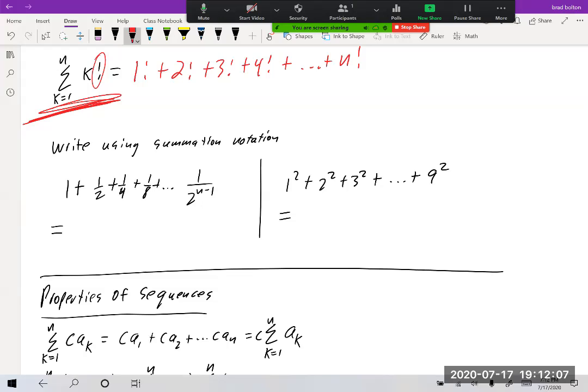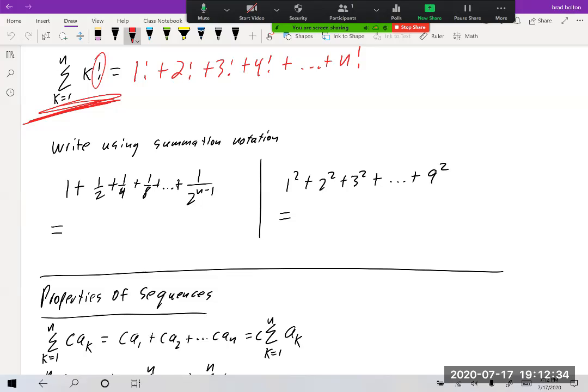So take a minute to write this down: 1 plus 1/2 plus 1/4 plus 1/8 plus ... plus 1 over 2 to the n minus 1. So they're telling you where to stop. They're actually telling you to stop at this value, 2 to the n minus 1. And again, remember, this is just an intro section. You're going to spend more time on this in calculus.